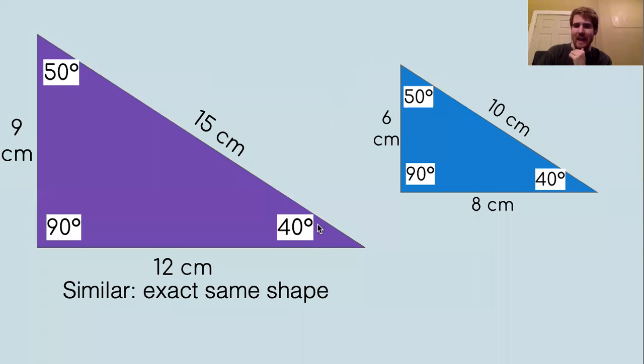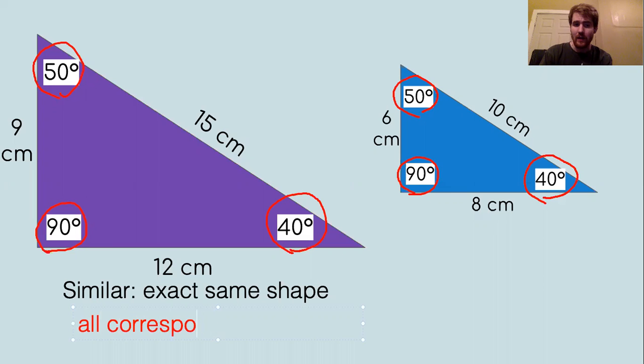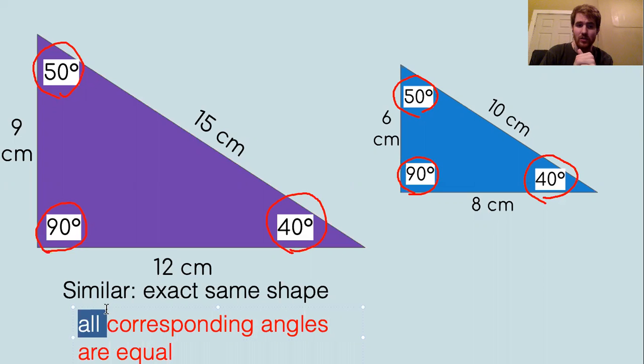First of all, we can look at the angles. So if you look at the corresponding angles of two shapes, in this case, we'll look at the corresponding three angles of the triangles, you'll notice they all match. 40 degrees corresponds to 40 degrees. They're the exact same angle. 90 degrees corresponds to 90. Again, exact same angle. And finally, 50 corresponds to 50. So one piece of evidence that two shapes are similar is if all the angles are the exact same. So all corresponding angles are equal. That tells us, yes, these two shapes are similar.